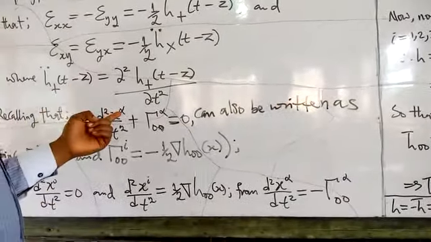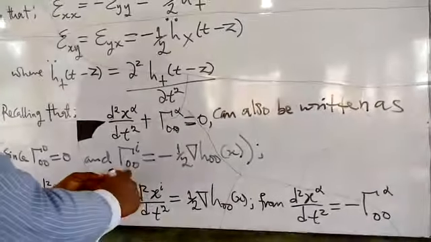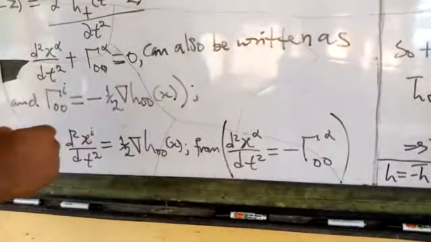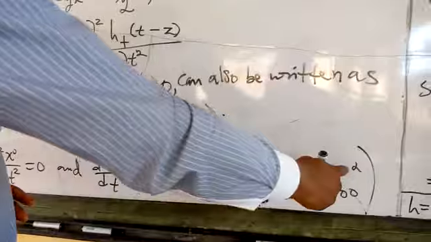Now, if I choose alpha to be i, what I'll be obtaining is from this part of this equation. If I choose alpha to be i, then it means I'll have i here.